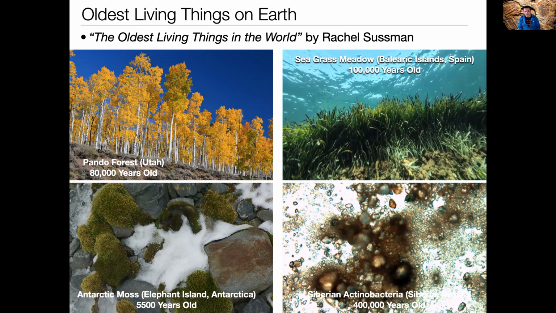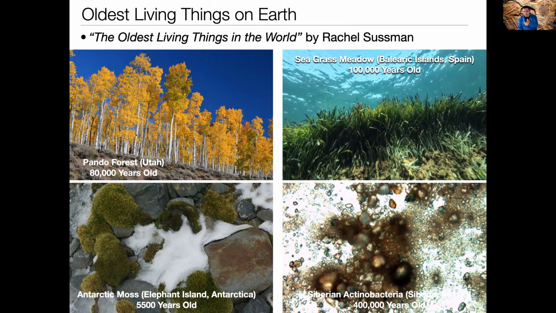Down here in the lower left is a moss colony from Elephant Island in Antarctica. So Antarctica, as you know, is a very harsh environment. The ecosystem there is very niche. And so there are lots of organisms that exist and they survive. They don't have a lot of competition. They don't have a lot of predators. There's all kinds of interesting biology to study in Antarctica. But this Antarctic moss on Elephant Island is 5,500 years old.